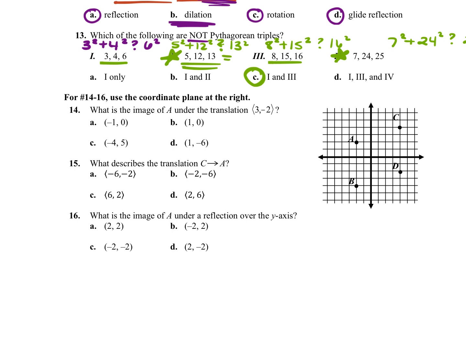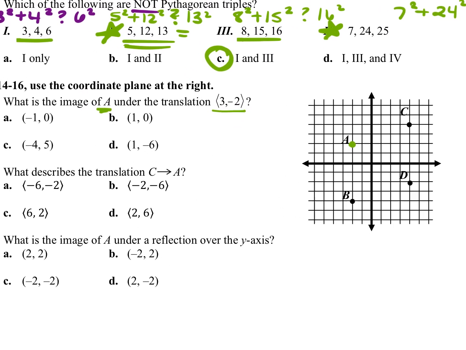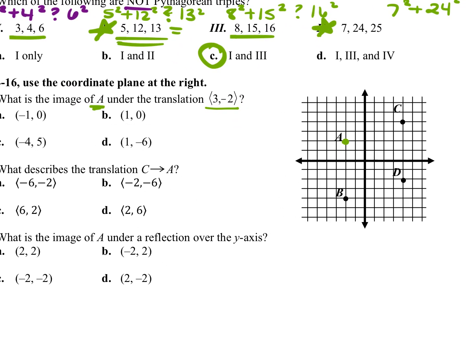This says, what is the image of A? That means A is your pre-image. Okay, so you're starting here. Under a translation of 3, negative 2. So translate that point 3, negative 2, and tell me where you think you're going to be.